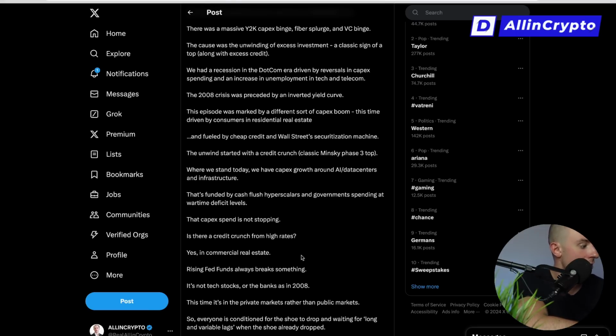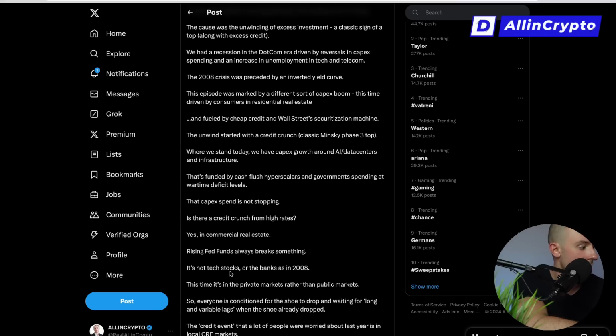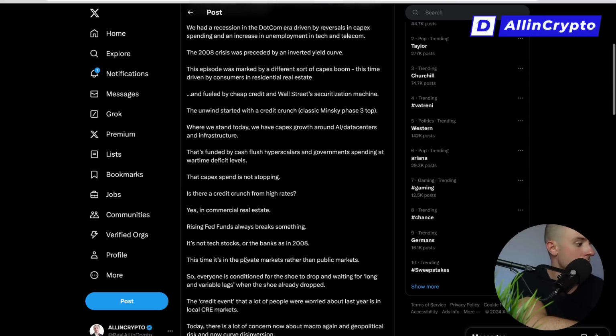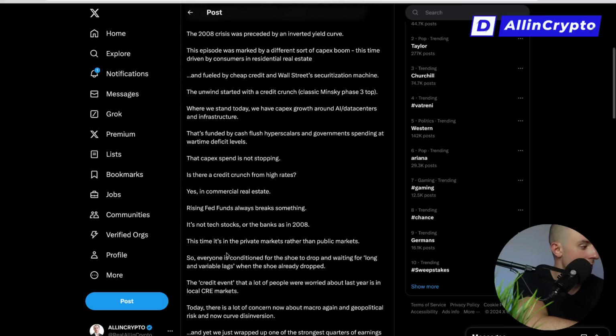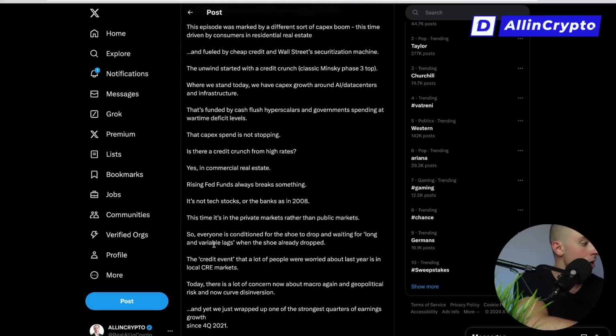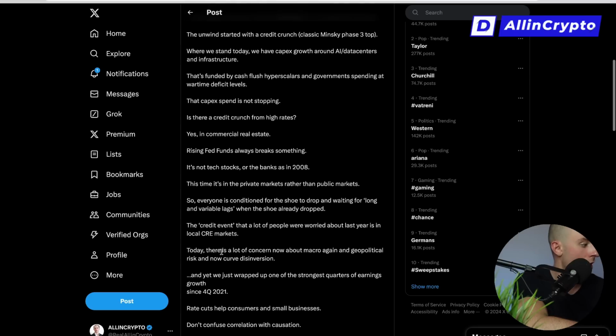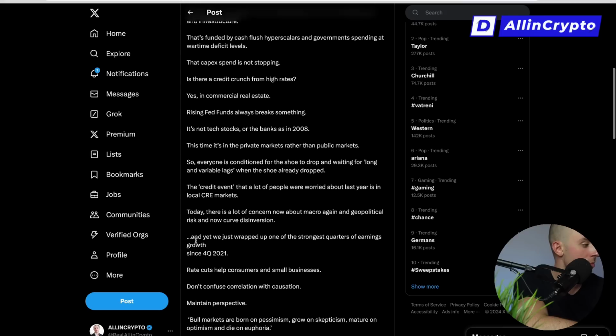Is there a credit crunch from high interest rates? Yes, in commercial real estate. Rising Fed funds always break something. It's not a tech stock or banks in 2008. This time, it's a private market rather than a public one. So everyone is conditioned for the shoe to drop and waiting for long and variable lags when the shoe already has dropped. The credit event that a lot of people were worried about last year is a local CRE market.